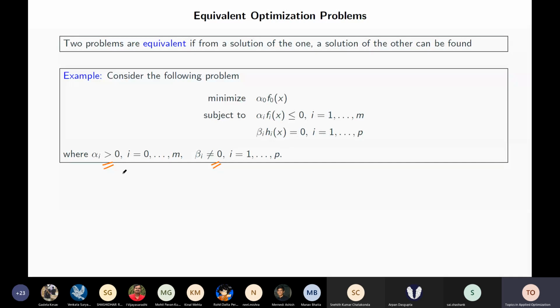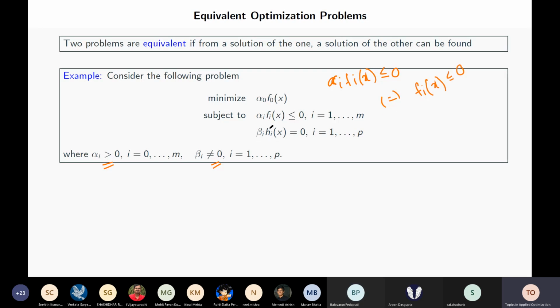In this case, you have to be clear about the values that alpha I, beta I have. So alpha I are given to be positive. What does this tell us about this inequality? Can I simplify this inequality given that alpha I is positive? So alpha I fi x less than or equal to 0 is equivalent to, how can I simplify this further? Alpha I is greater than 0, so tell me quickly. fi x less than or equal to 0. Yeah, it's pretty standard.